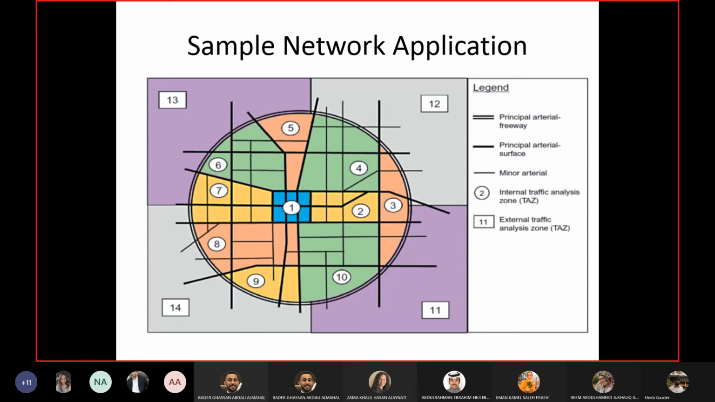So to make sure you can go at high speed without intersections and so on. Then we have principal arterial surface, which is with intersections and some surface connections, and then we have minor arterials. Okay, so they are just showing these three types of highways.